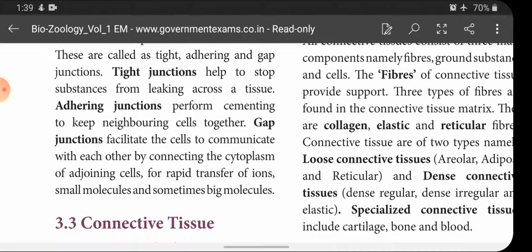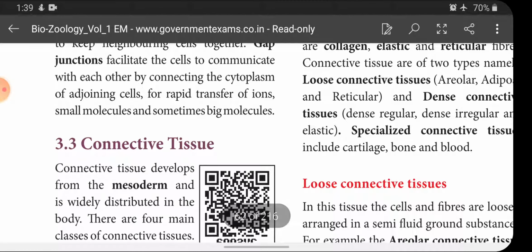Okay, this is what we have about epithelial tissues and their various types, children. Today your question is: explain the types of simple tissues with examples and function also. This is the only question I will give as homework, and in the next class I will continue with connective tissue. Okay children, bye.